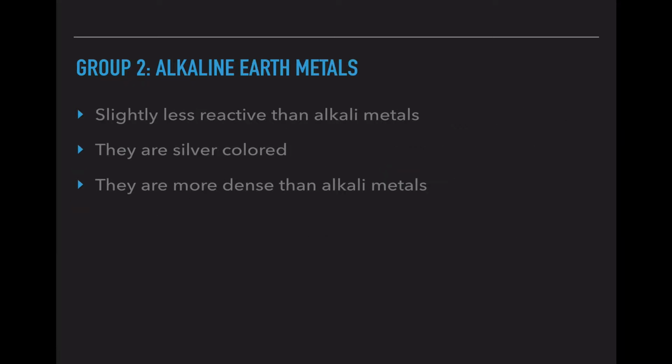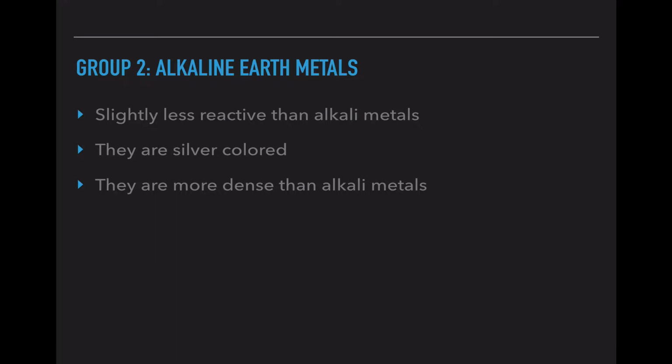Group 2 are the alkaline earth metals. They are slightly less reactive than the alkali metals. They are silver colored and they are slightly more dense. So if we can cut the first column with a knife, the second column maybe we'll need a steak knife or a serrated knife. So beryllium, magnesium, calcium, etc. All of those items now have two valence electrons. They're still pretty close to getting their outside shell empty, and they really want to get rid of those two electrons. It just takes them a little bit more effort, so it's a little bit harder to do.